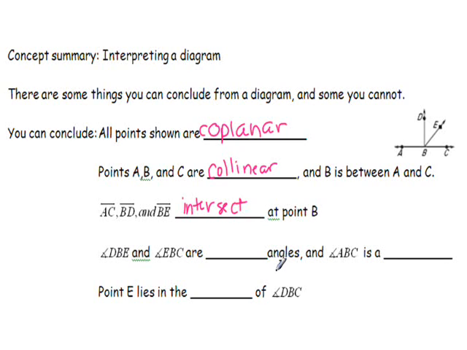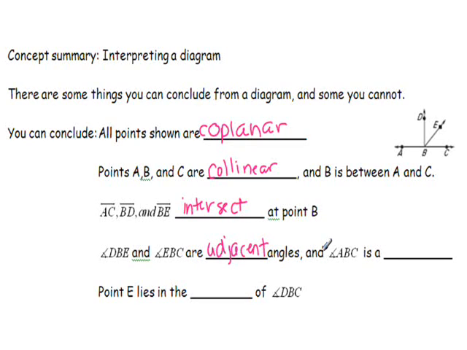Furthermore, I can say that angle DBE and angle EBC are what kind of angles? Fill in that blank in your head right now. Did you say acute? Did you say congruent? Because both of those would be wrong. I don't know anything about the measures of those angles. All I know is that they are adjacent because they share a common ray. That's the extent of what I know about them.